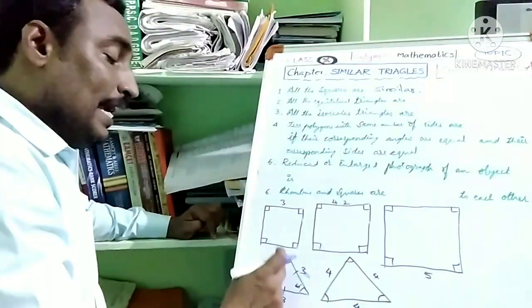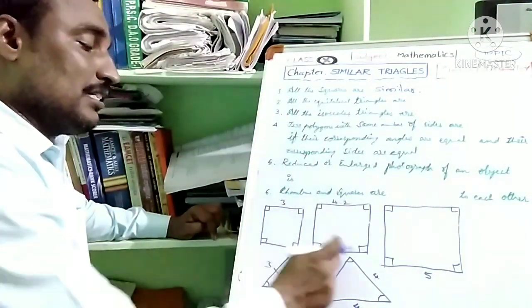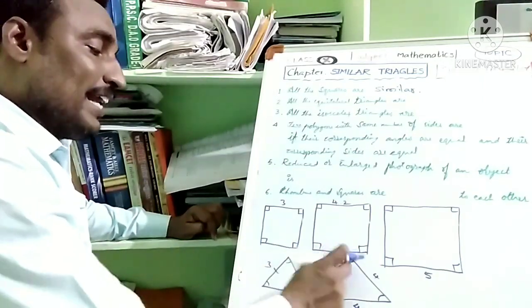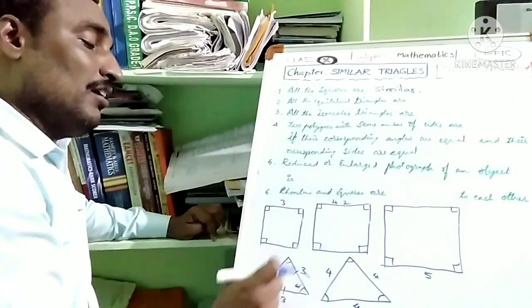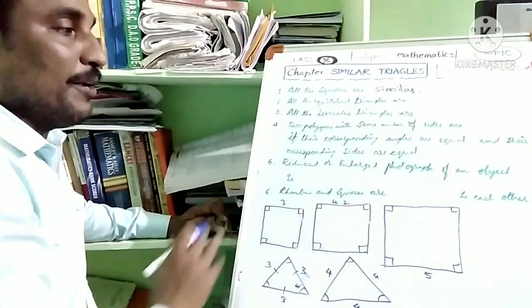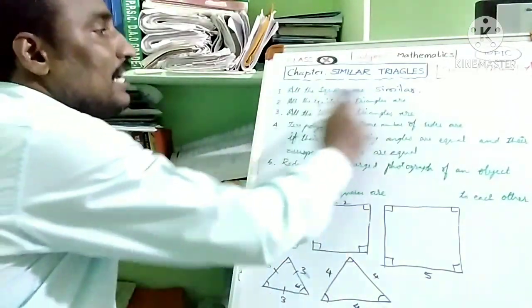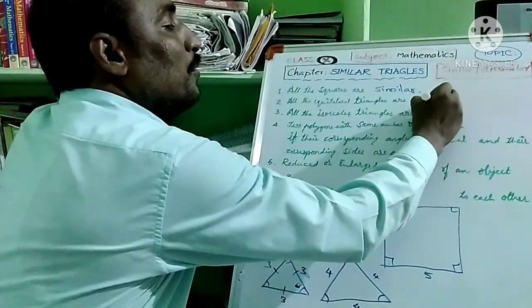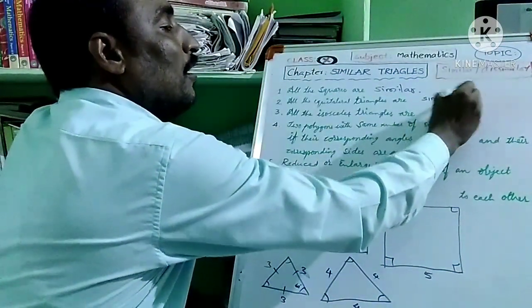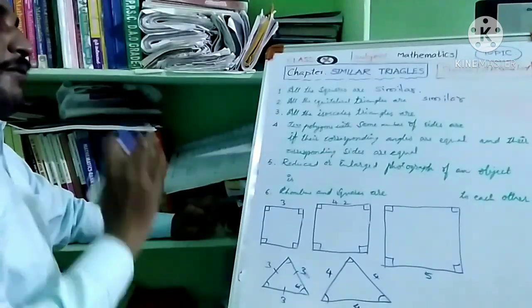The ratio between the sides is the same, and the angles are 60, 60, 60 in both. So corresponding angles are equal and corresponding sides are in the same ratio. Not only these two equilateral triangles, all the equilateral triangles are similar.